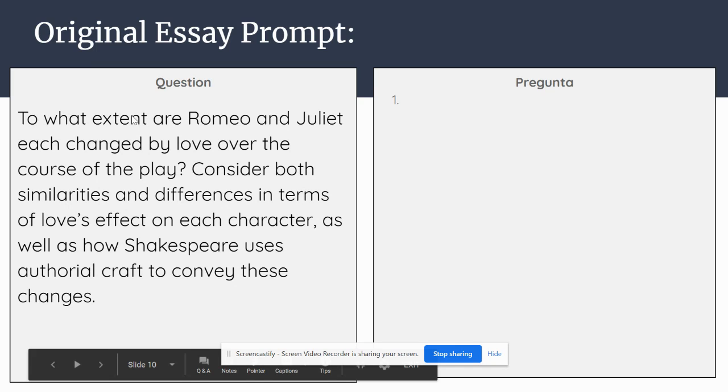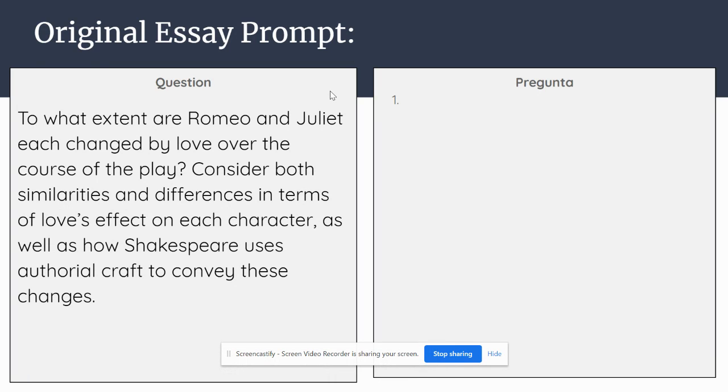Remember, to what extent means from point A to point B. How much or how little are Romeo and Juliet changed by love over the course of the play? Think about the similarities that they've shared. Maybe they both changed in certain ways, but what are some differences that each character went through in terms of how love impacted or affected them?